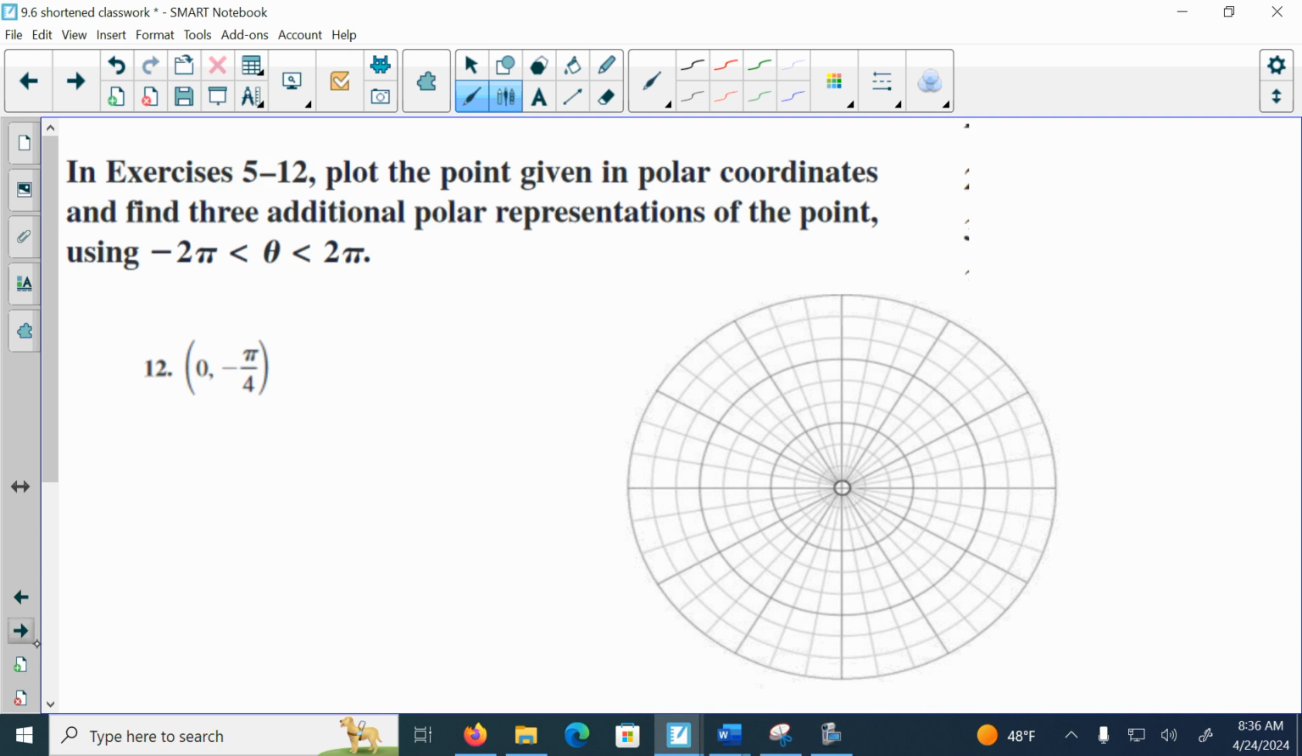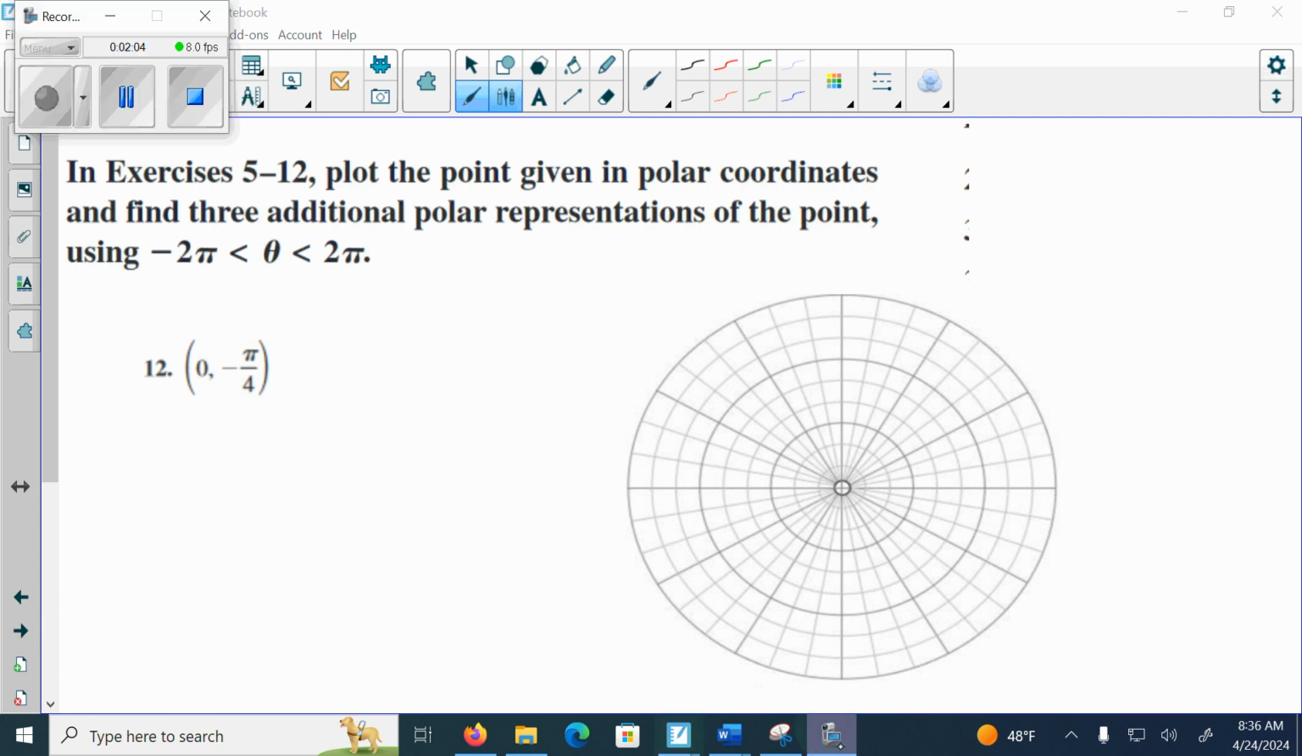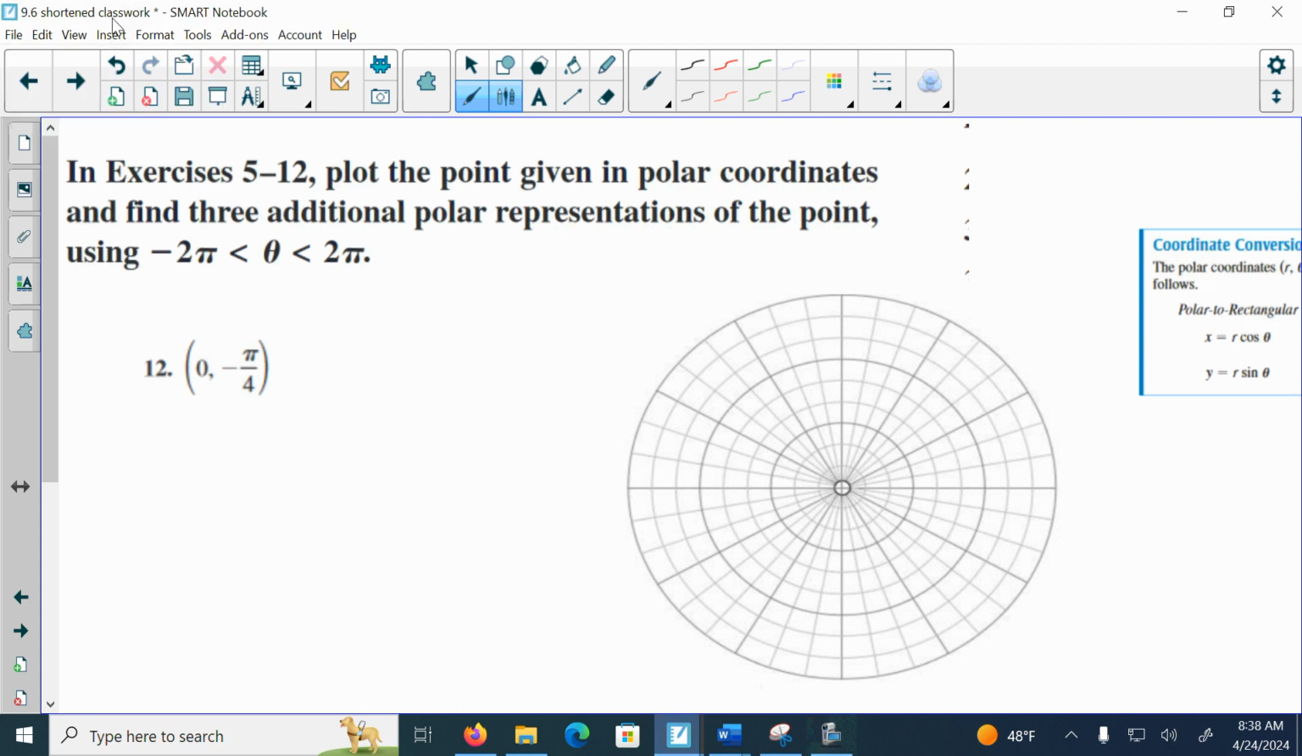Next one, in exercises 5 through 12, plot the point given in polar coordinates and find the 3 additional polar representations of the point in the interval from -2 pi to 2 pi. So the first thing I'm going to do is I'm going to change this to rectangular. So we're going to follow those formulas, and I'm going to go grab those for you. Okay, so I have the formulas here.